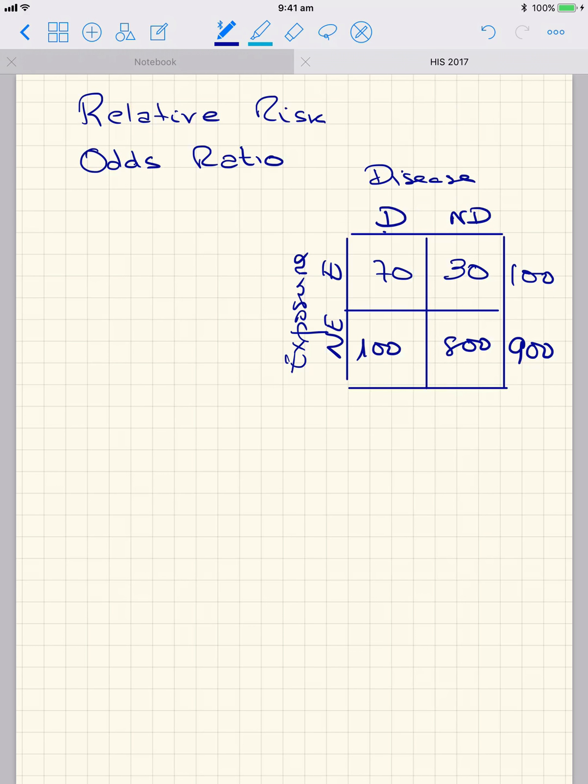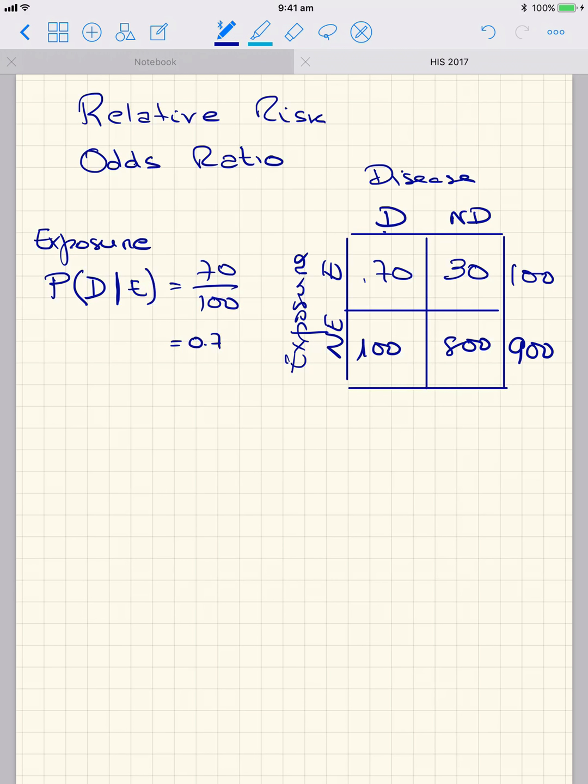Among the exposed individuals, the risk of developing the disease, or the probability of developing the disease, which I'm going to write as the probability of disease given, with this vertical bar, that the individual has been exposed, can be estimated from this 2x2 table as 70 individuals that developed the disease out of a total of 100. So this is 70%.